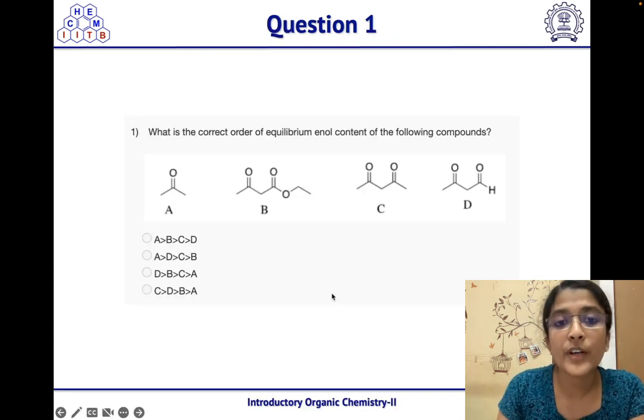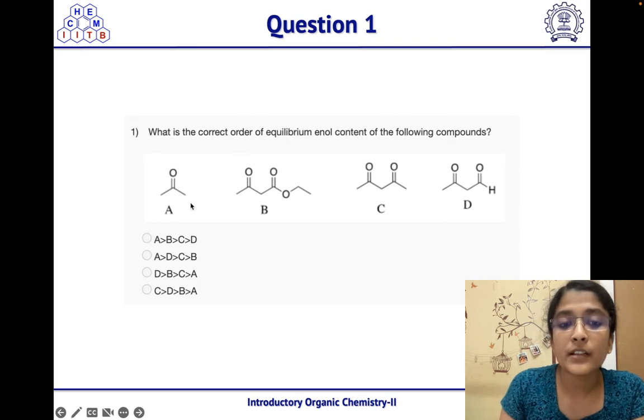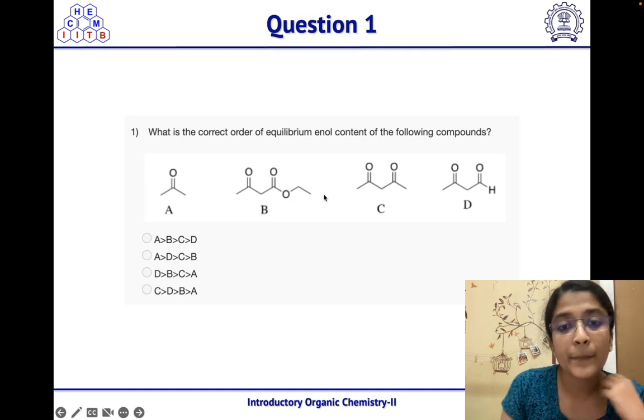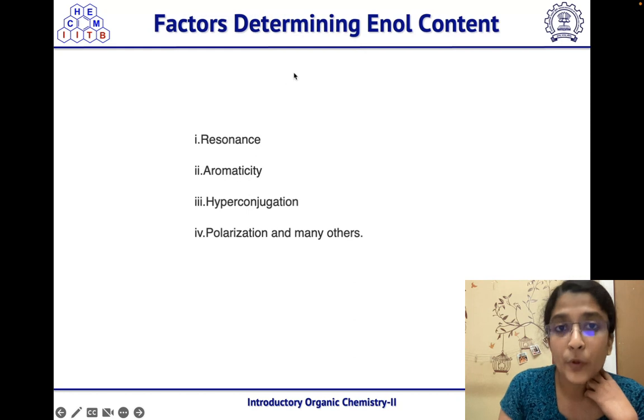They are asking for the correct order of equilibrium enol content of the following compounds. Here there is a ketone in all the systems, so there can be a possibility for keto-enol tautomerism. In which of the cases will the enol content be more? That is the question. We know that for the enol content to be more, the factors that determine it are resonance, aromaticity, hyperconjugation, polarization, and many other factors.